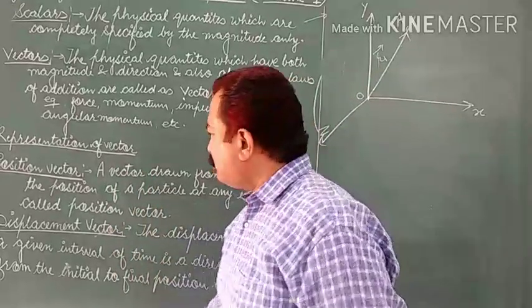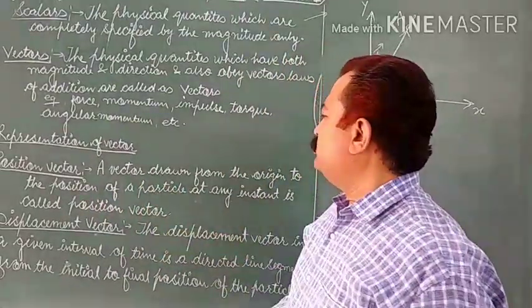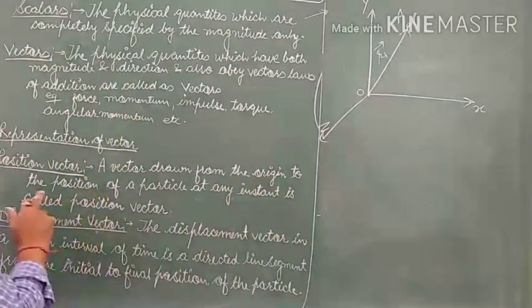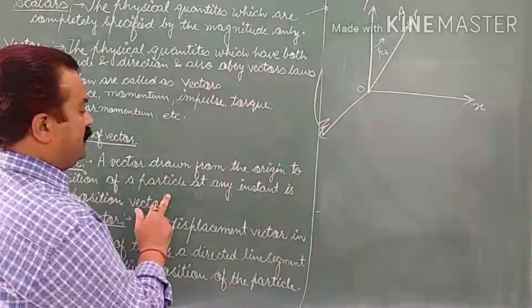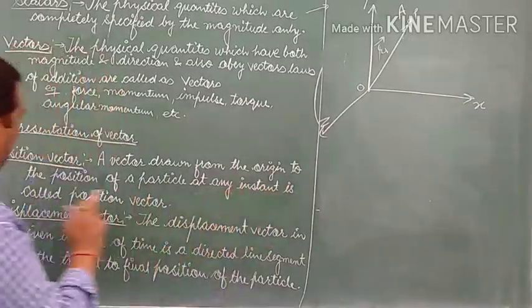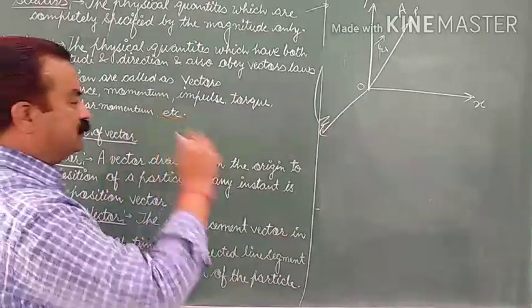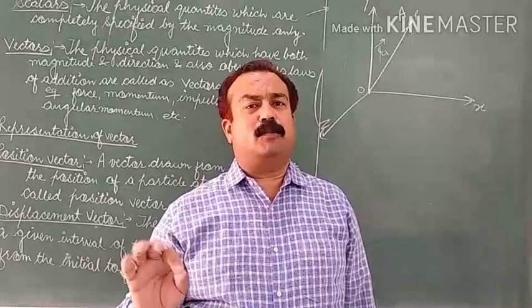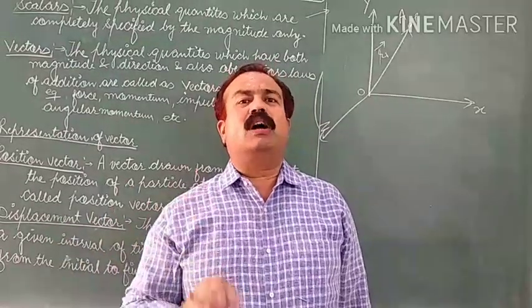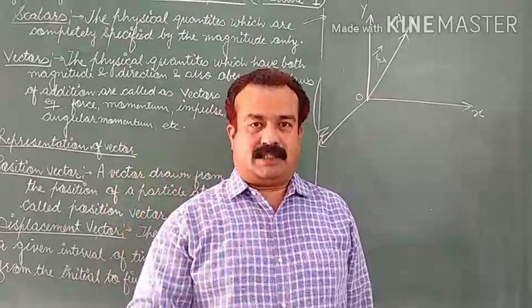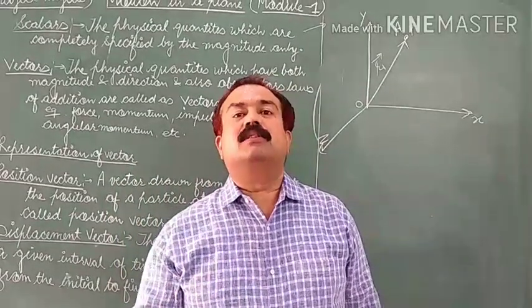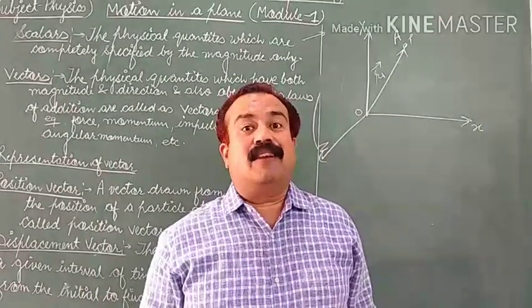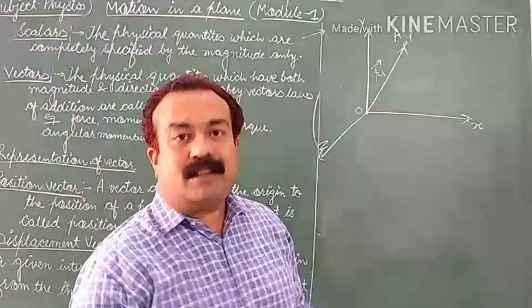See the definition: a vector drawn from the origin to the position of a particle at any instant is called the position vector. From the origin, whatever the new position of a particle is, if we draw a line with its direction, that will give you the direction as well as magnitude, and it shows its position. So this is a vector quantity, so it is a position vector.